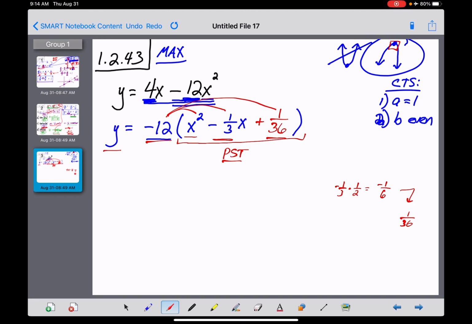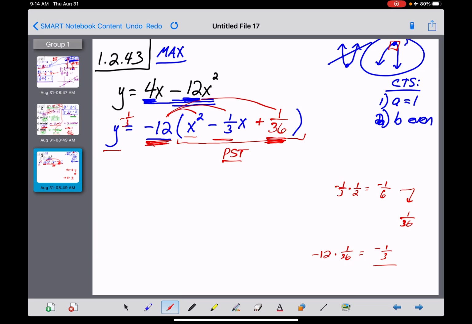So what I actually did is I added a 1/36 that needs to be multiplied by negative 12. Now, negative 12 times 1/36 is going to end up equaling a negative 1/3. So even though it looks like I added 1/36, what I really did was subtracted 1/3. Now, if you have subtracted a 1/3 from the right side of your equation, the tempting thing to do would be to do a minus 1/3 over here on the left side.